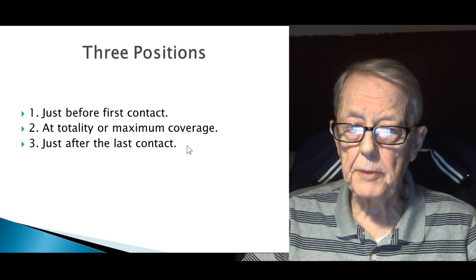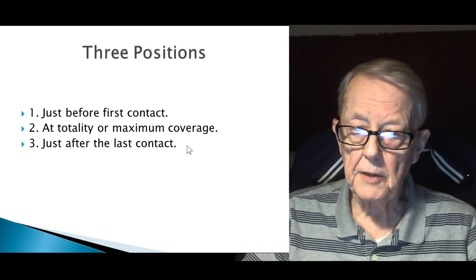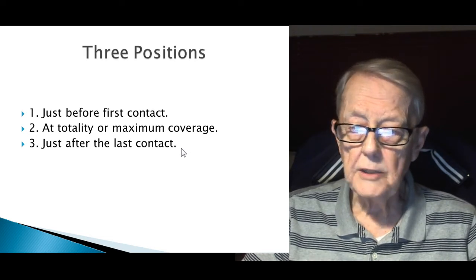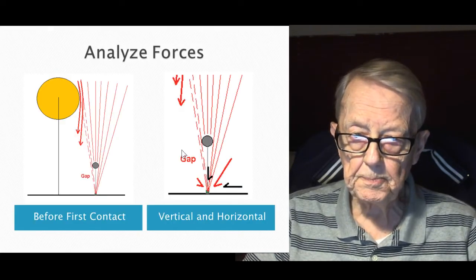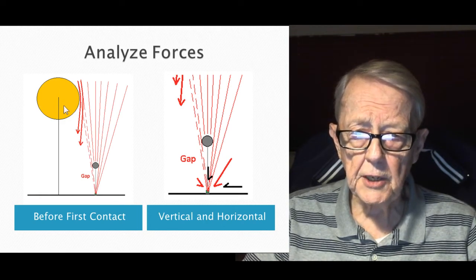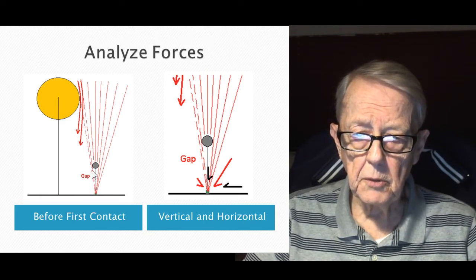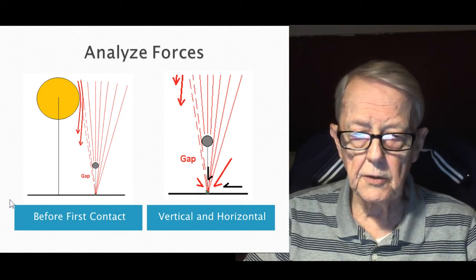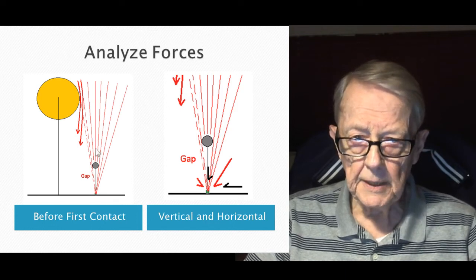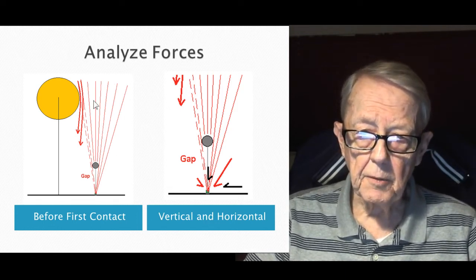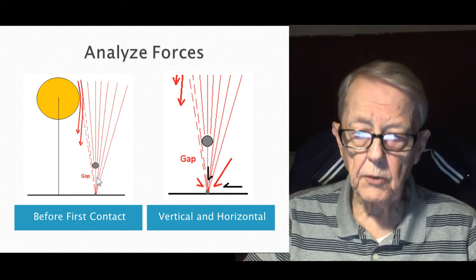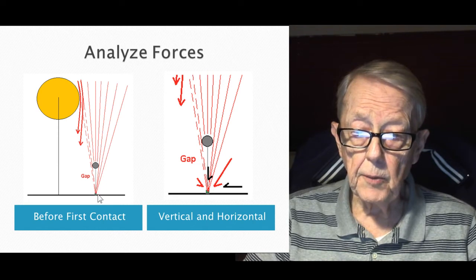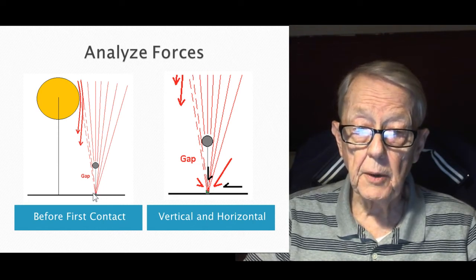So we're going to look at three positions: just before first contact, at totality, or when there's maximum coverage of the sun, and just after. So let's take a look. So here on the left we have the sun. It's fixed. We have the Earth and the moon moving together, sliding this way to the maximum and then on over to the end. And we have G1 gravity flowing through towards the Earth, and down here where we have the gravimeter or the pendulum.